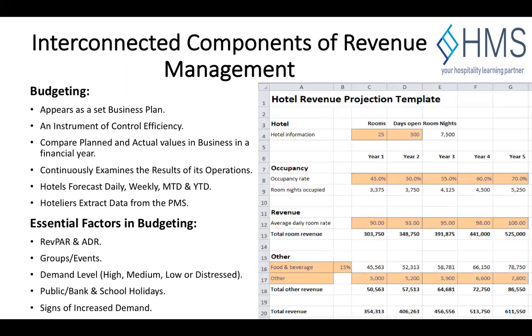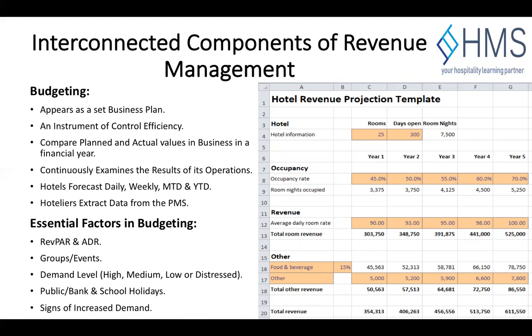Now here, this is just a sample projection template of a hotel over 5 different years. This is in Excel format. The hotel information, the rooms and the days open: 300 days open, which is equivalent to 7,500 room nights. Year one occupancy rate was 45%, and it goes all the way to 70% at the end of year five. So this is a 5 year forecast that has been analyzed.